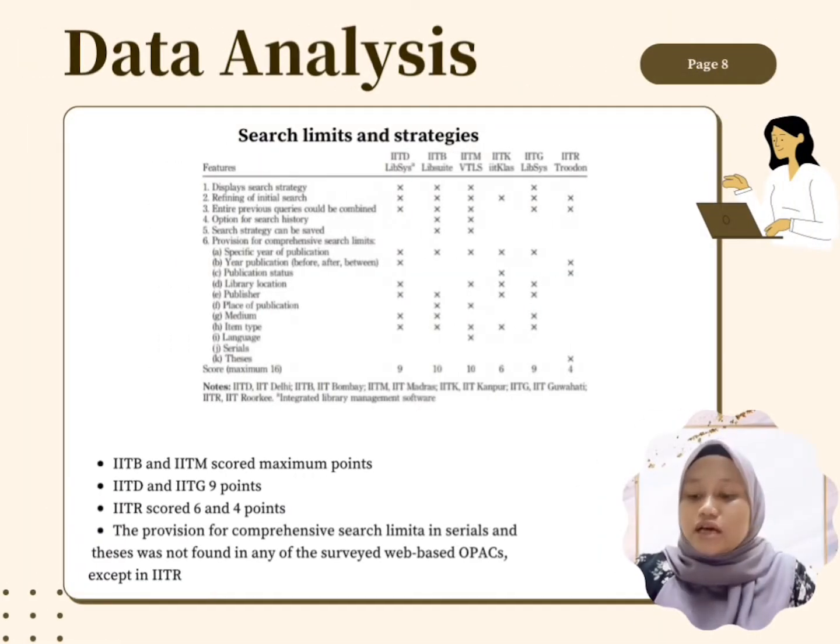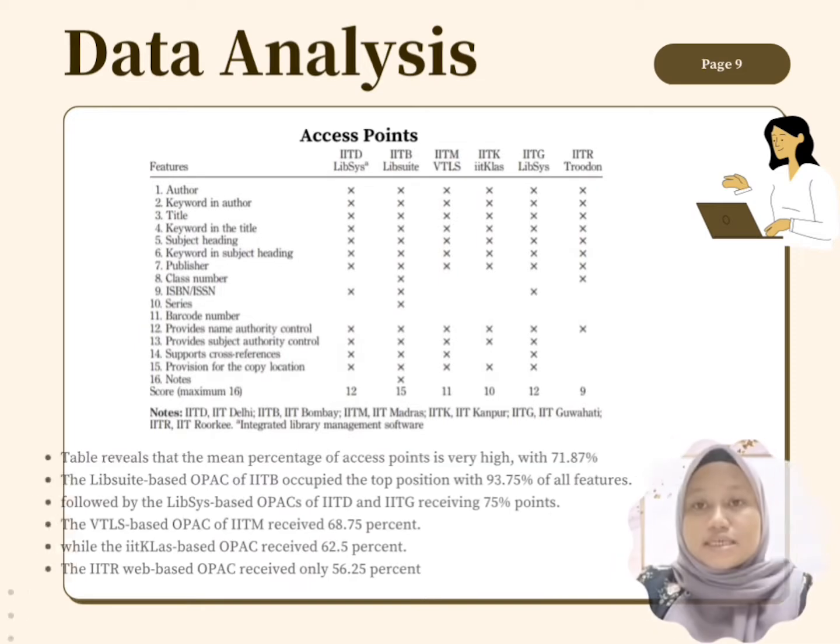Okay, next is search limit and strategy. The table shows that the mean percentage of score each web-based OPAC received is 50%. IITB and IITM scored maximum points, followed by IITD and IITG with 9 points. IITR scored 6 and 4 points. The provision for comprehensive search limit in series and thesis was not found in any of the surveyed web-based OPACs except in IITR.